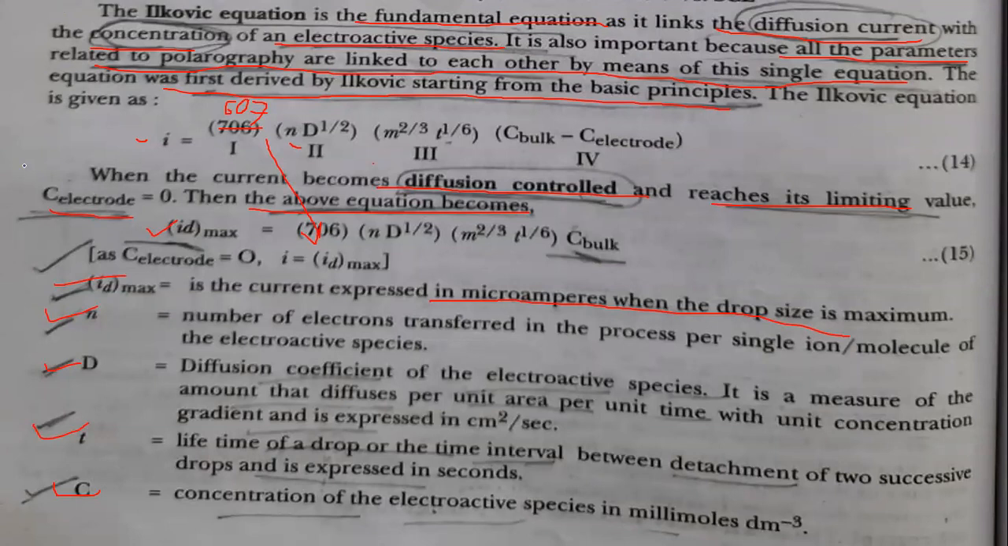So the Ilkovic equation is here now. I is equal to 607. Remember, that is a printing mistake from the book. It's 607. This is one term, n D raised to 1/2. Second term, m raised to 2/3, t raised to 1/6.